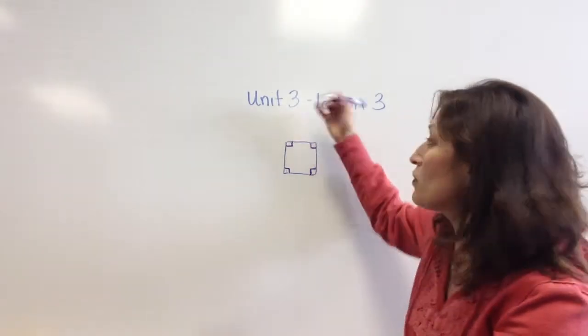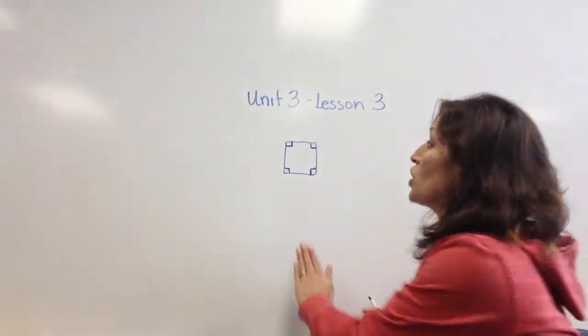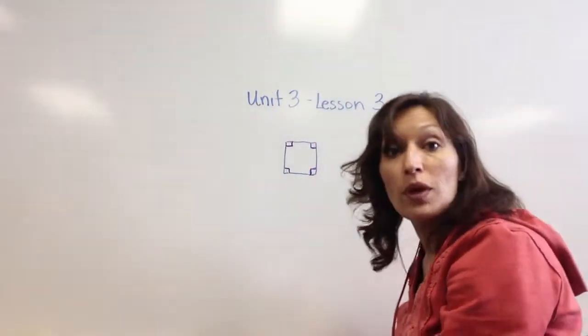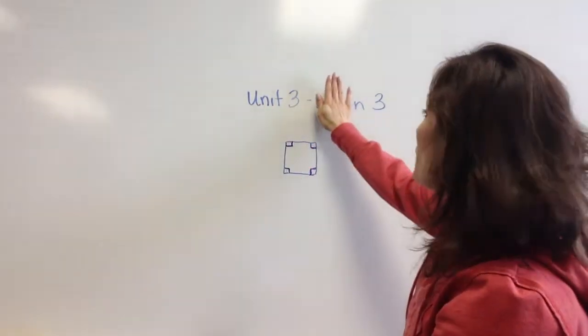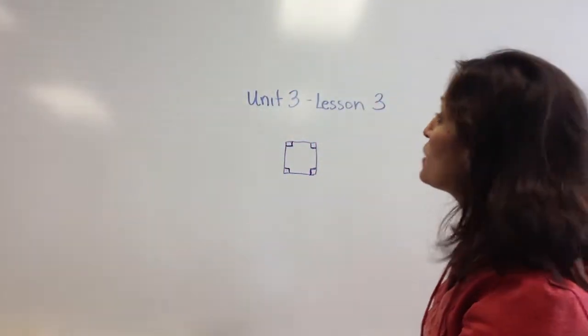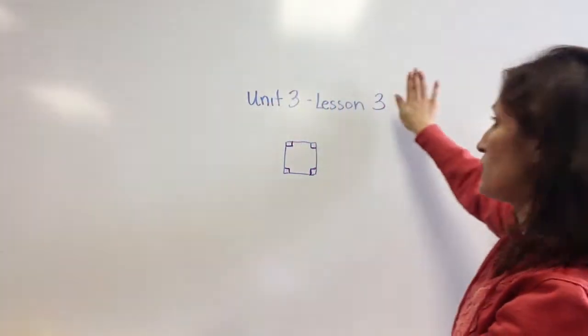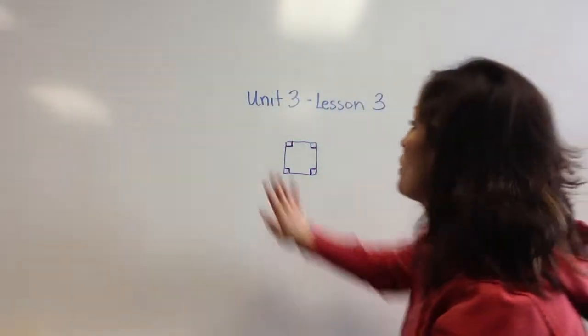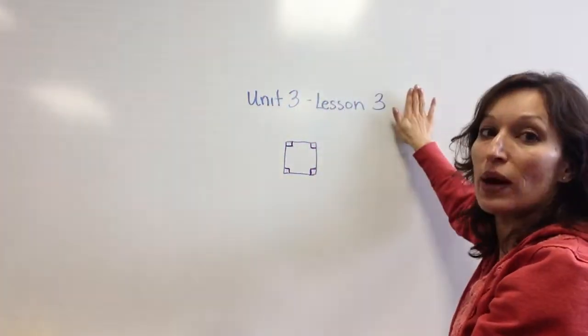So I'm going to start in the top left side, because when we read, we always start top left and we go this way. When we write, we start at the top left and we write this way. When we count, we start at the top left and we count this way, okay?